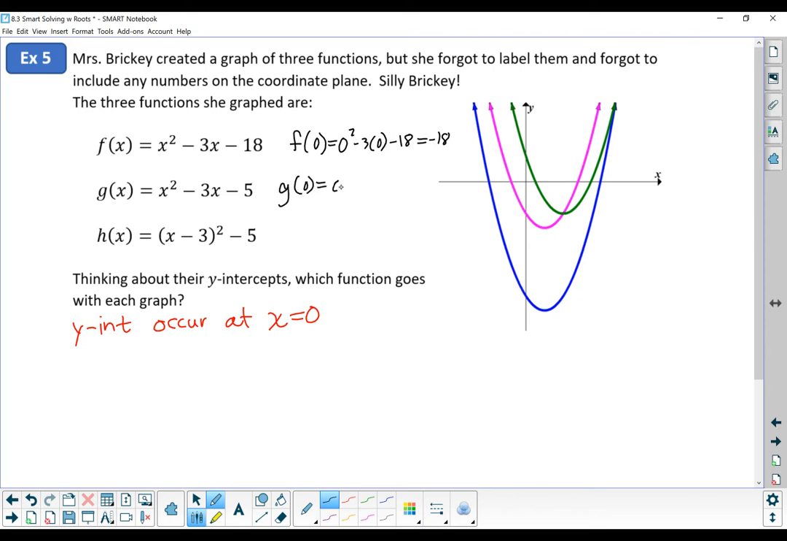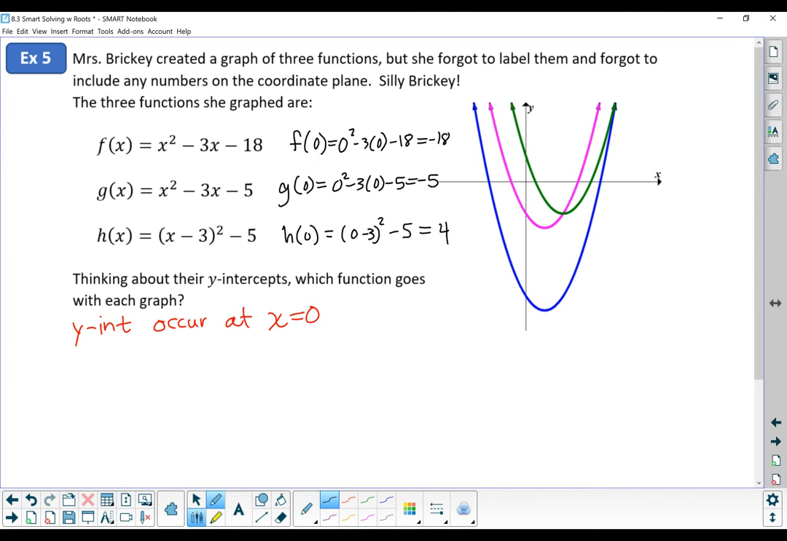G of 0 is 0 squared minus 3 times 0 minus 5. So G has a y-intercept of negative 5. And this last one, h of 0, it's a different form, but we can still just sub in 0 for x. 0 minus 3 squared minus 5. So make sure you would type it in your calculator just as I have it written. And that one is 4.